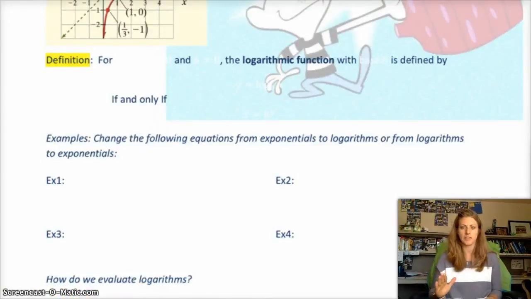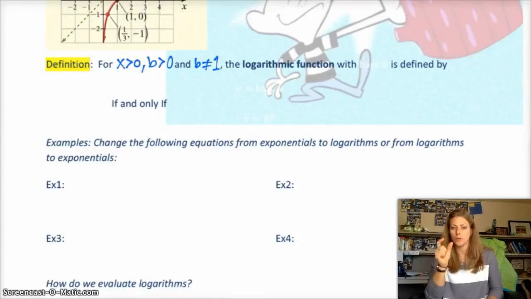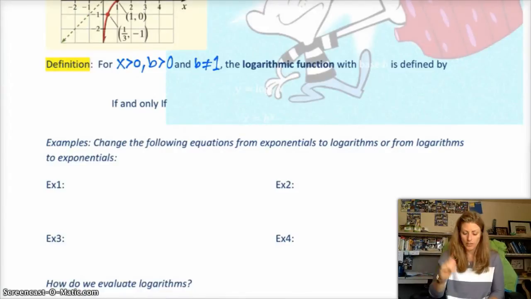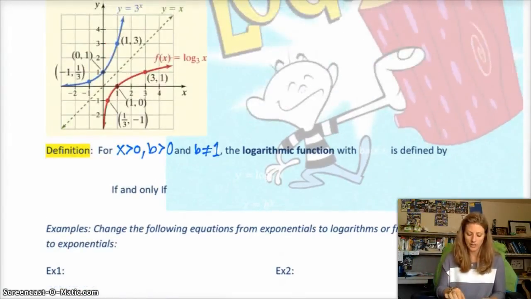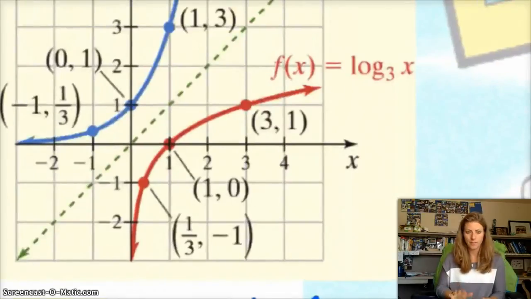Okay, so bear with me on the definition here. For any x greater than 0 and b greater than 0, also b not equal to 1, I'm sorry. So x has to be greater than 0, which means your independent variable, your x, can't be negative. It also can't be 0. If you look at the graph of this log, you'll see that the domain does not include 0.